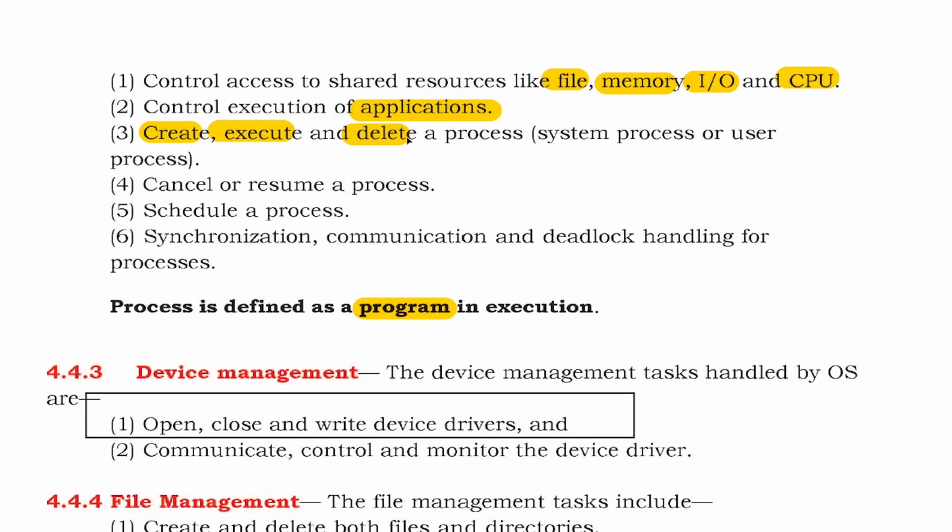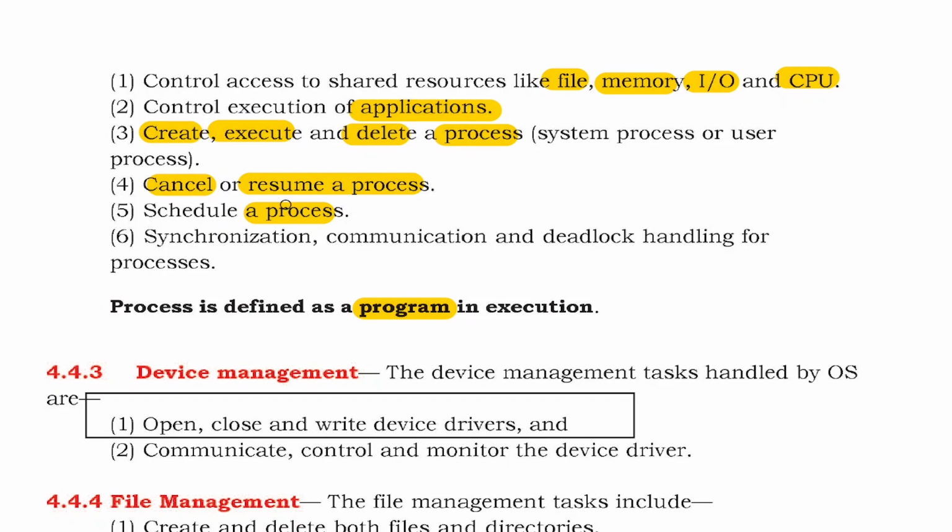So we have control access to the shared resources like file, memory, input output devices, and the central processing unit, CPU. Control execution of many different applications. Create, execute, and delete the process: creating the process, executing it, and after usage is over, deleting it. That's the job of the operating system. And cancel or resume a process, that's also the job of the operating system. Schedule process, that is, when to execute it.